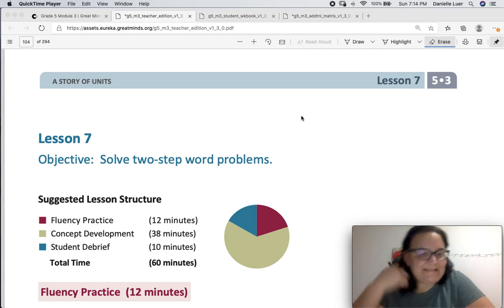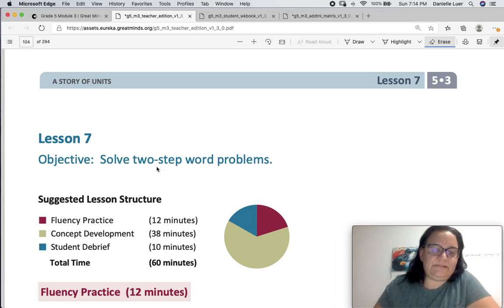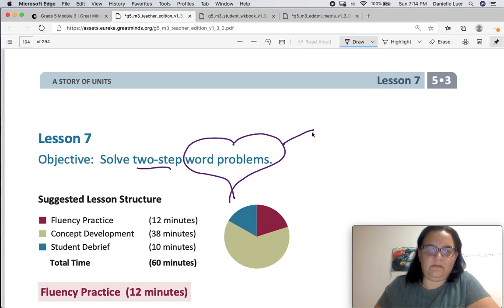Module 3, Lesson 7. We are doing two-step word problems. So I'm going to draw a little heart over word problems because I know how much you love them. Okay, but don't worry, we're going to work through them together.